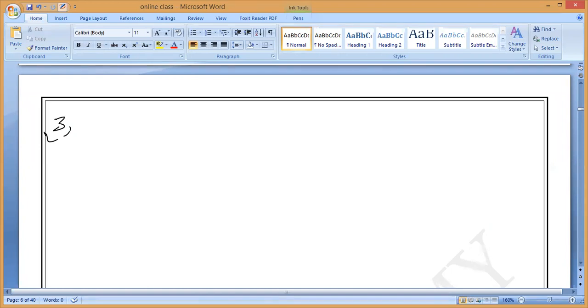1 by root 2. Prove that the following are irrational. First subdivision: 1 by root 2. Prove that 1 by root 2 is irrational. Okay, what is the first step?